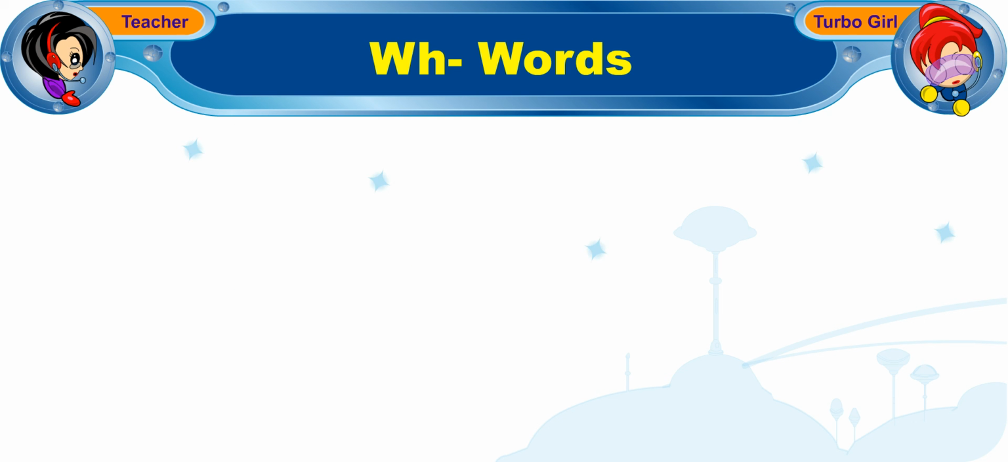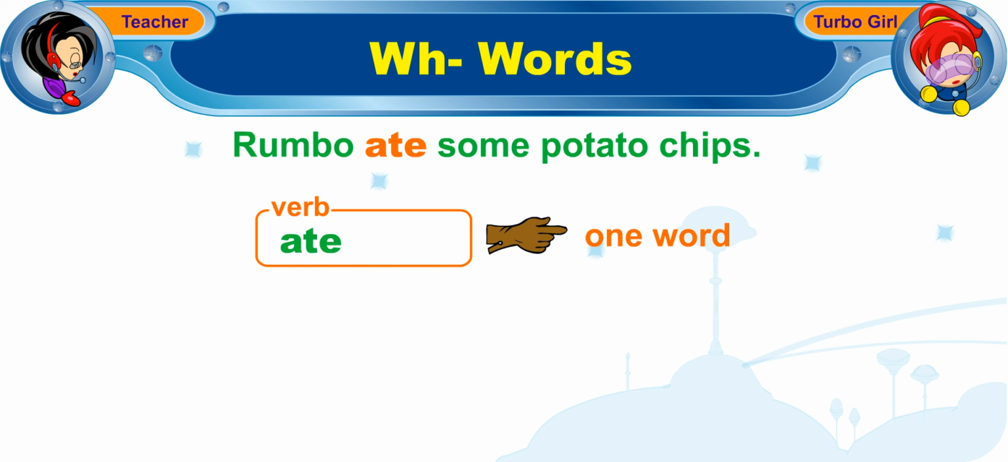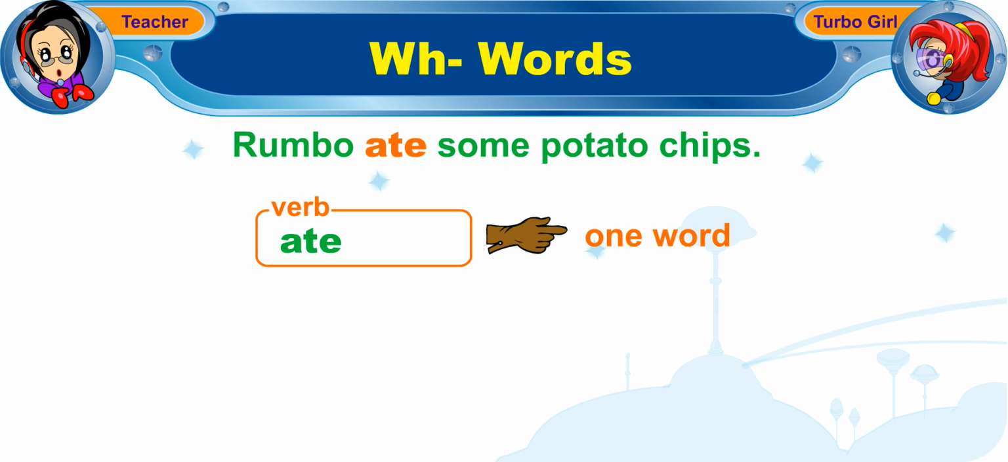Teacher, what happens if the verb in the sentence is made up of only one word? For example, Rambo ate some potato chips. There is only one word as the verb, ate, in the sentence. How do I form the WH question? What happens to step 2a? That's a very good question, Turbo Girl.